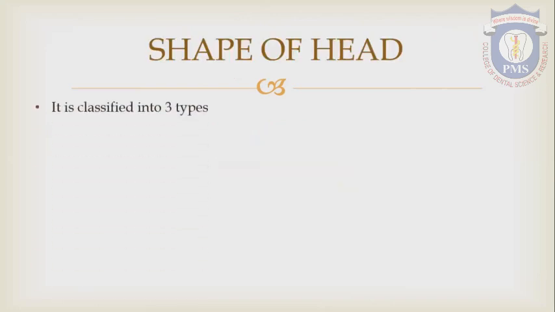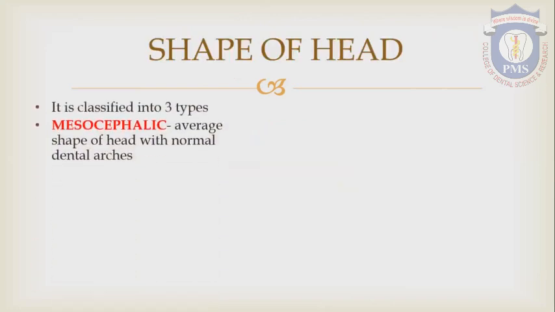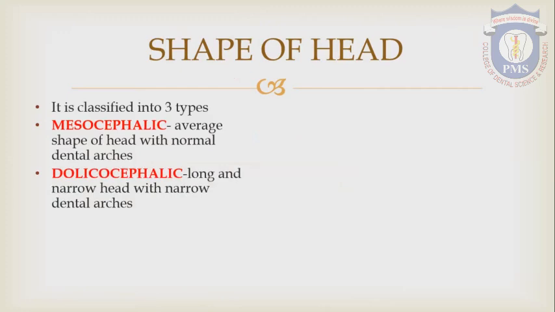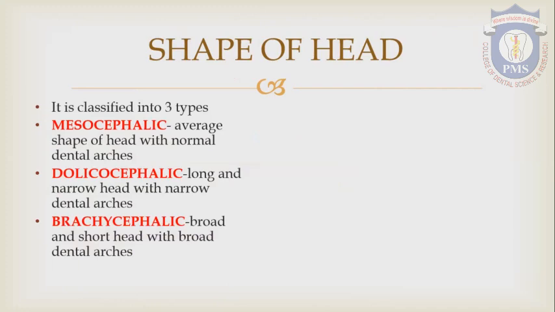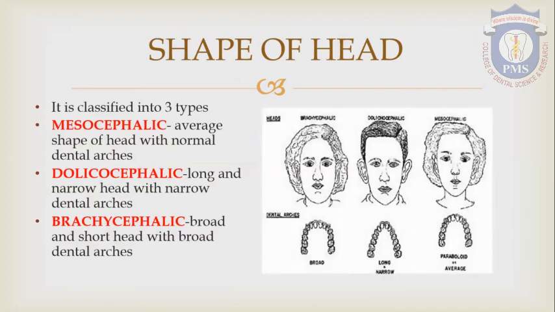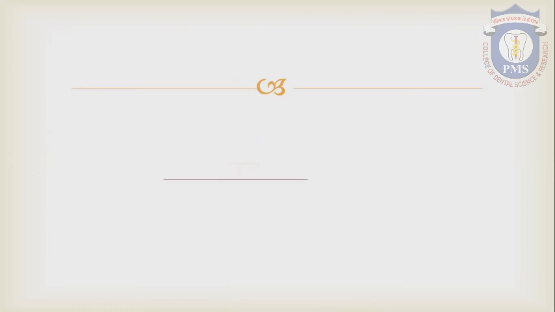Shape of head. It is classified into three types: mesocephalic, that is the average shape of head with normal dental arches; dolichocephalic, that is a long and narrow head with narrow dental arches; brachycephalic, that is a broad and short head with broad dental arches. So you can see from this image what a brachycephalic head looks like, what a dolichocephalic head looks like, what a mesocephalic head looks like.